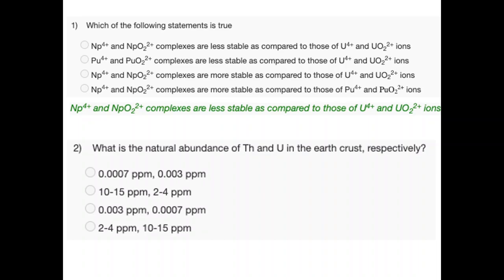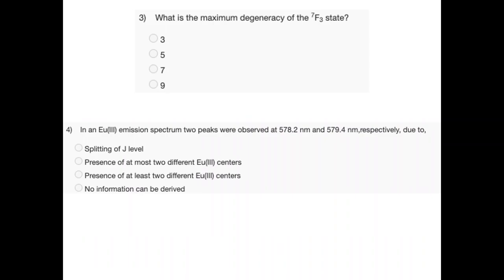What is the natural abundance of thorium and uranium in the Earth's crust? It is what generally shown. It is 10 to 15 ppm for thorium and 2 to 4 ppm for uranium. Going further, what is the maximum degeneracy of the 7F3 state? 3, 5, 7. The right answer is 7.